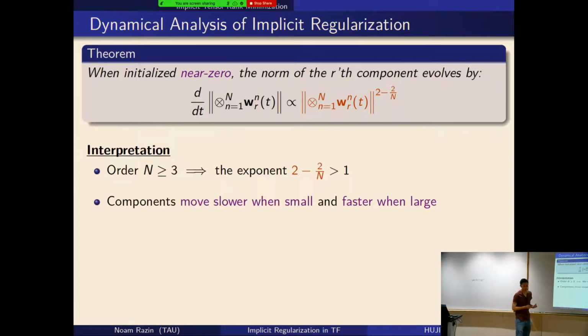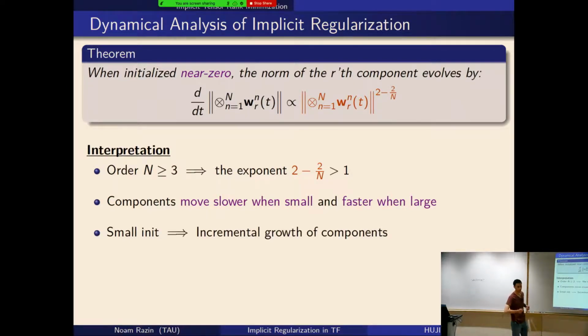It means that the components are subject to a momentum-like effect, where they move slower when small and faster when large. Since we start near 0, the initialization is small, so at the beginning they will be really, really small. They will barely move until one of them reaches some threshold and quickly rises while the rest stay small. Then perhaps another one will reach some threshold and rise while the rest still stay at 0. So we expect this dynamics to lead to an incremental growth of components, which leads to solutions with a few large components and many small ones, which is exactly low tensor rank solutions, because we can express them with only a few components.